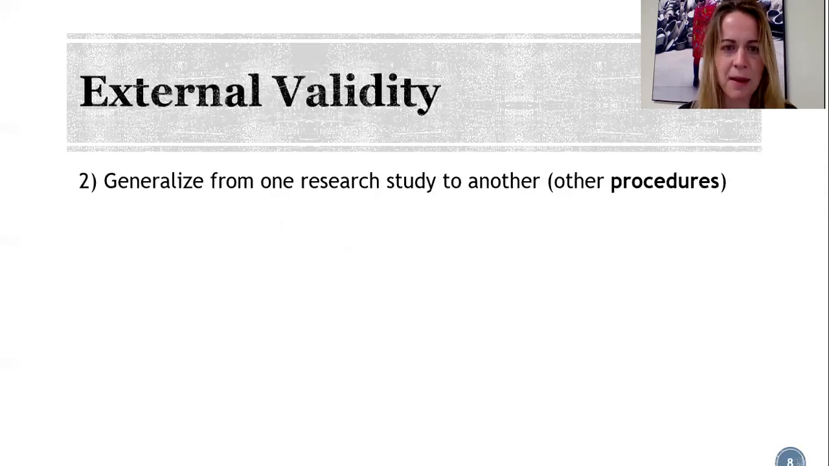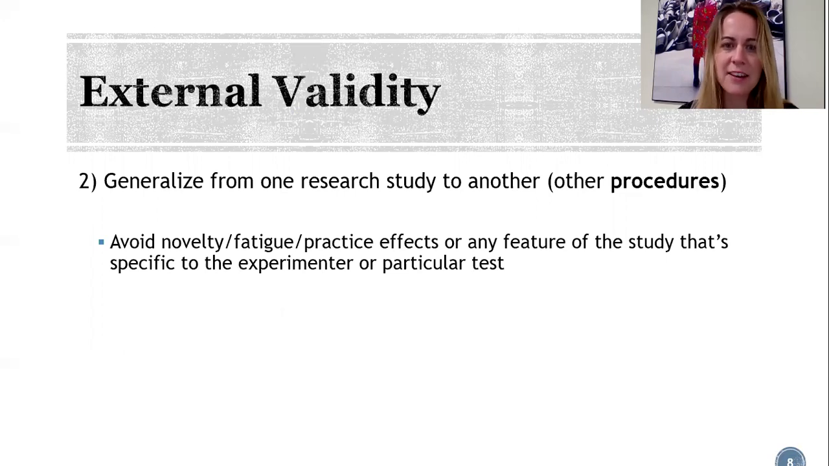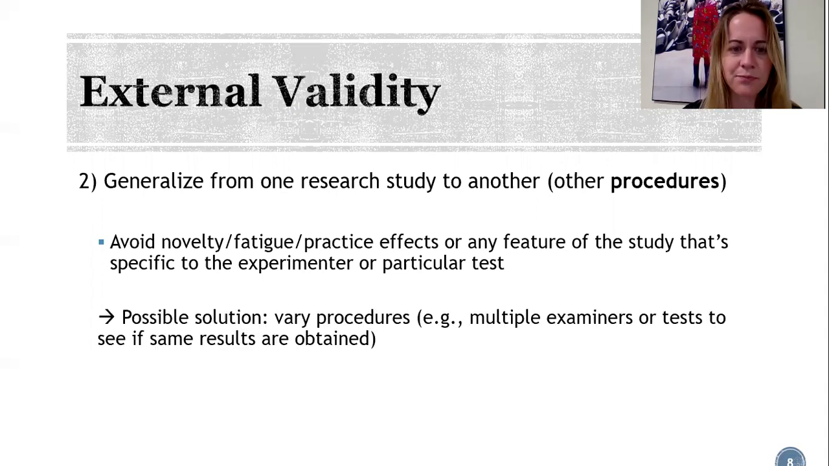Another generalization that we want to make is being able to generalize the results of our particular study to other studies and other procedures. So we want to avoid any effects that are specific to our particular study. For example, a novelty effect is when people's performance is different just because they're excited about being in the study, as well as fatigue and practice effects, or any effect that's specific to the experiment or testing procedure. Possible solutions to this are to vary a procedure. For example, have multiple examiners or multiple tests to be sure that the results that we achieve can be generalized to those different tests and examiners.